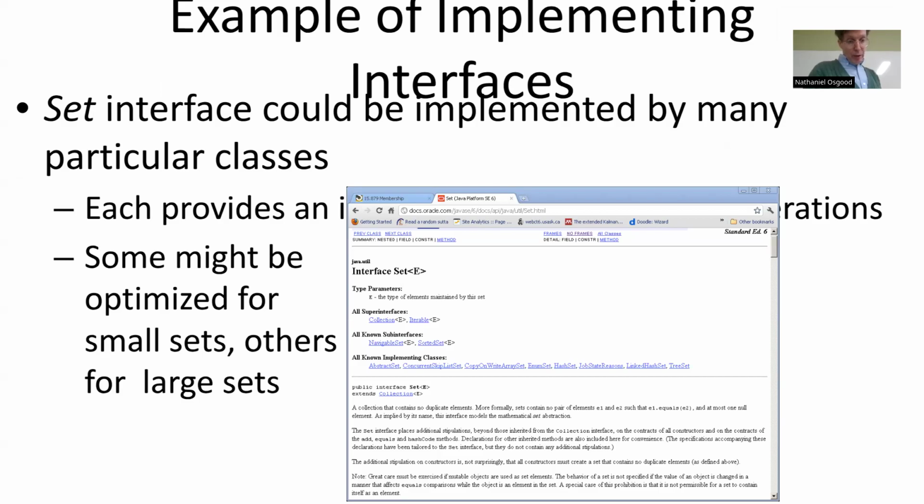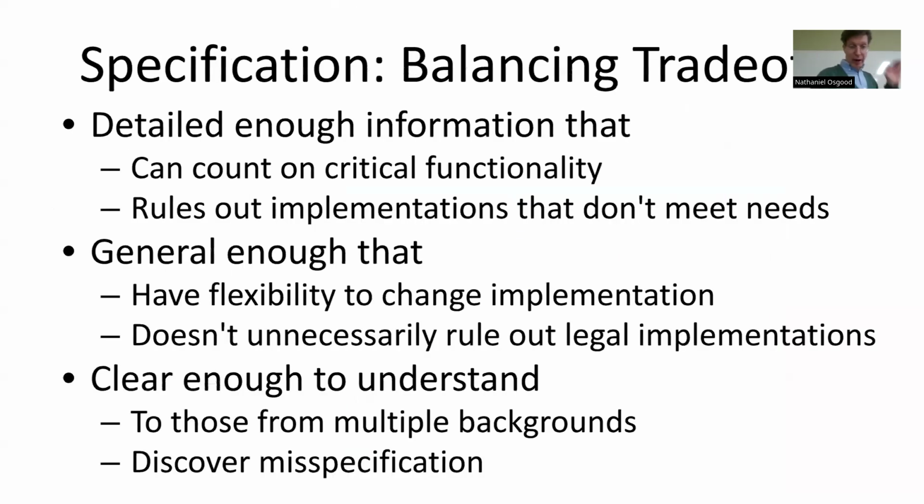Right, so the set interface can be implemented by many particular sets: abstract set, copy on write set, enum set, hash set. All these different implementations of sets may be optimized for really large sets or small sets or in-memory sets or what have you.